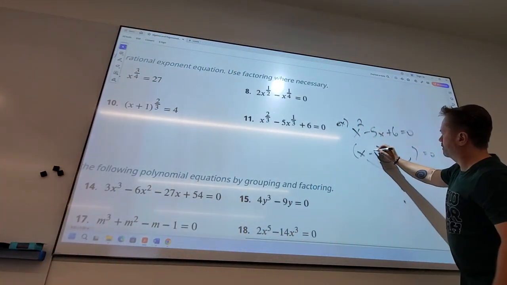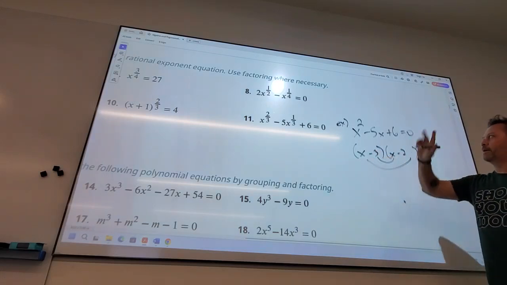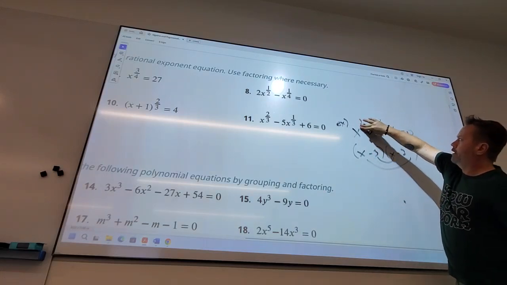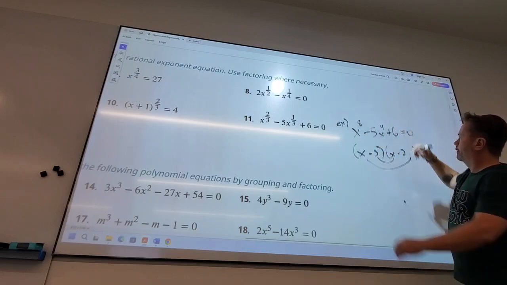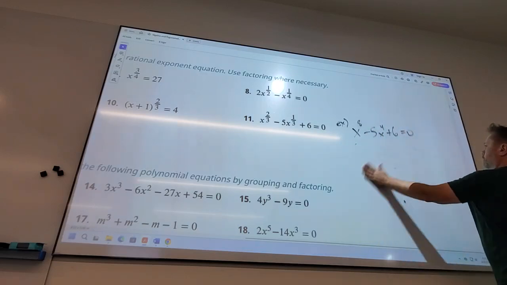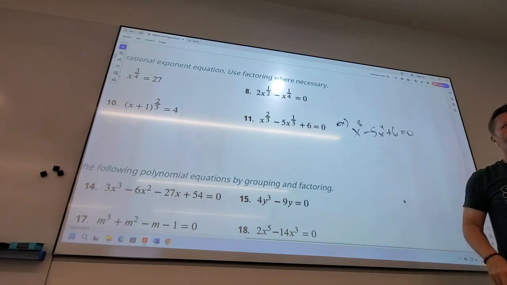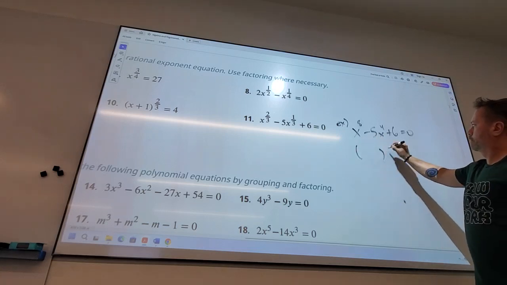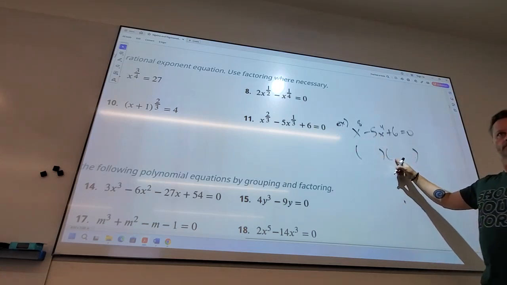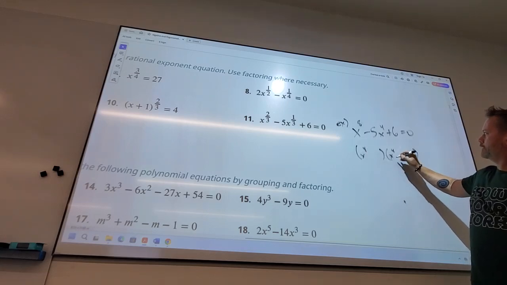So this would be, I think somebody said minus 3, minus 2, right? So then my answers would be 3 and 2. Okay, so watch this. What if I made this 8 and this 4? What do you put there and there? x to the 4th. Why does that work?